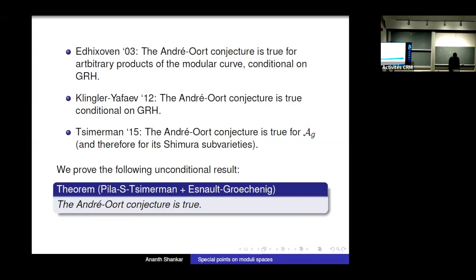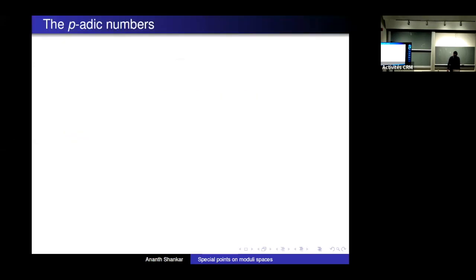So, we briefly talked about the complex distribution of special points, and we saw that Duke had a really beautiful theorem. Then we talked about the algebraic distribution of special points, and the Andre-Oort conjecture tells you what to expect. Now I want to talk about the P-adic distribution of special points, and also briefly touch upon what it means for a point mod P to be special. So, I said P-adic. What are the P-adic numbers?